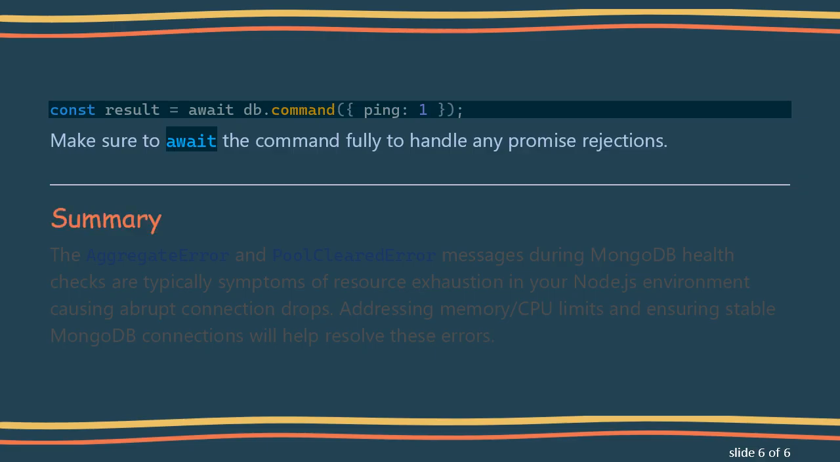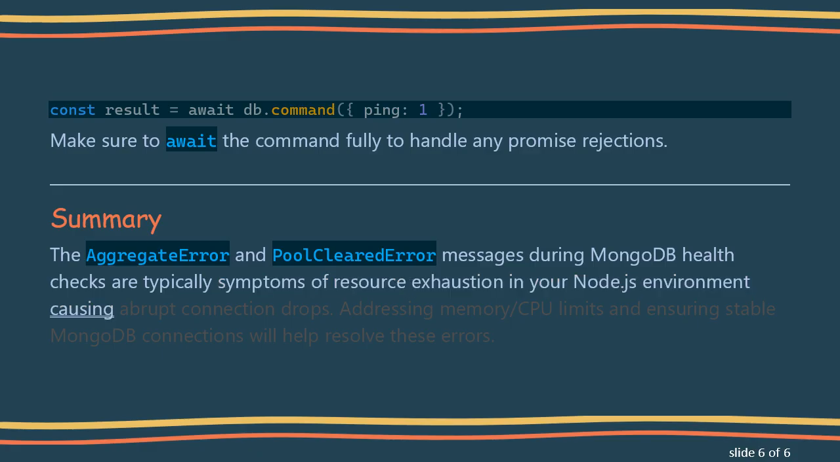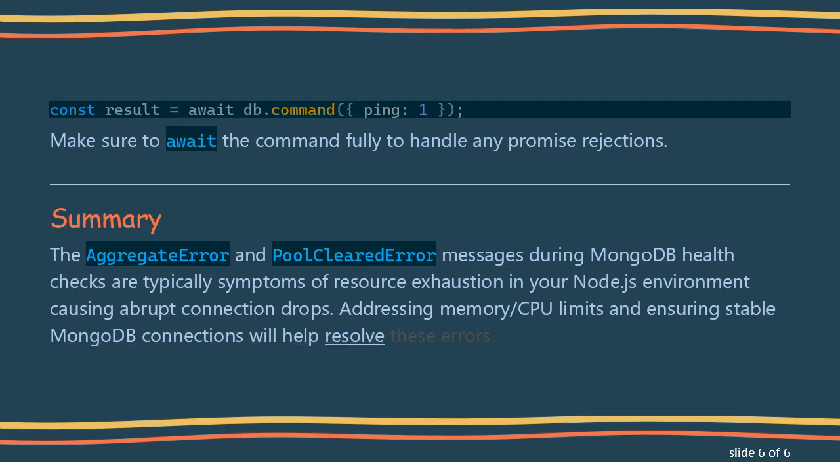Summary. The AggregateError and pool cleared error messages during MongoDB health checks are typically symptoms of resource exhaustion in your Node.js environment causing abrupt connection drops. Addressing memory and CPU limits and ensuring stable MongoDB connections will help resolve these errors.